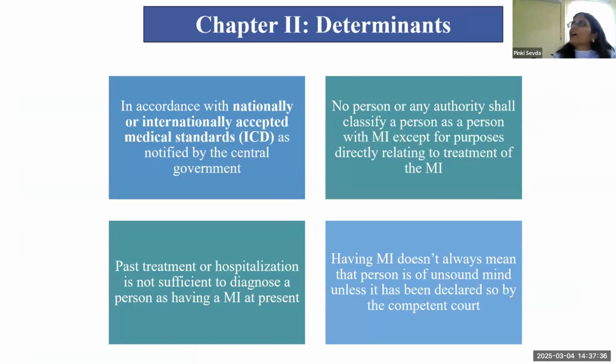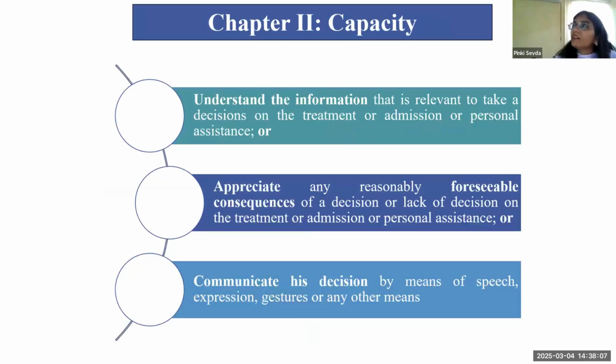Chapter 2 will discuss how we will determine mental illness as per nationally or internationally accepted medical standards, that is ICD. We will decide the diagnosis. Then no person or any authority shall classify a person as a person with mental illness except for purposes directly relating to treatment of the mental illness. Past treatment or hospitalization is not sufficient to diagnose a person as having mental illness at present. Having mental illness doesn't always mean that the person is of unsound mind unless it has been declared so by a competent court. In chapter 2 only we will see about capacity.